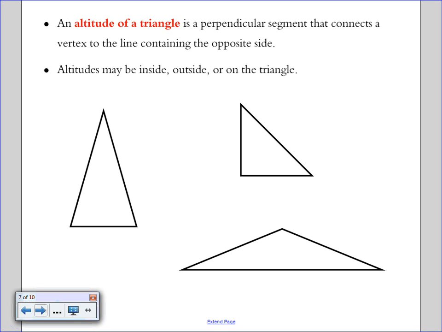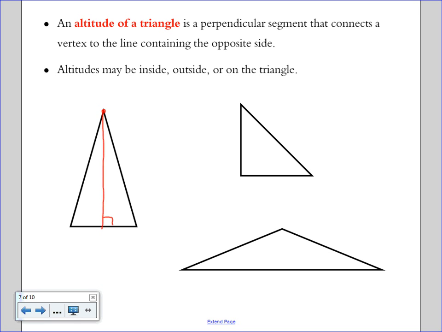An altitude of a triangle, this is a different segment, is a perpendicular segment that connects a vertex to the line containing the opposite side. So we have perpendicular segments that don't necessarily bisect anything, so that's what makes this one a little different from the other ones that we've been doing. An altitude is simply perpendicular, connecting the vertex to the opposite side. In an acute triangle, like the first one here drawn on the left, if you take the vertex that's up at the top and connect it to the opposite side by forming a 90-degree angle, it'll look something like this.